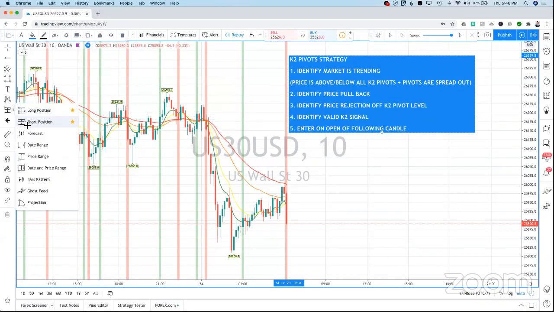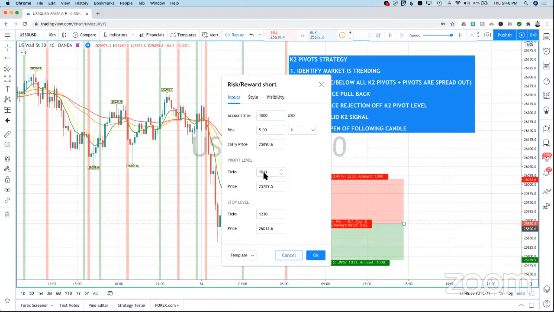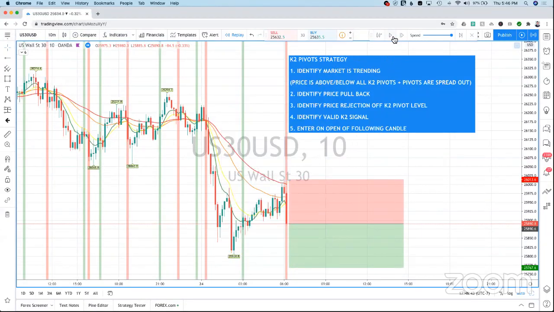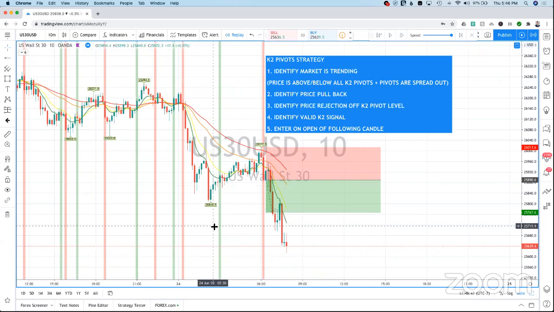So right here, we enter a sell with our stop loss at the previous swing, about 1,230 pips, and then let it run. Profits harder, you guys. Easy as that.